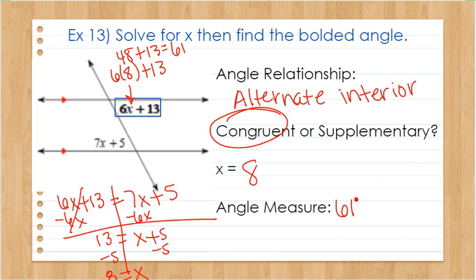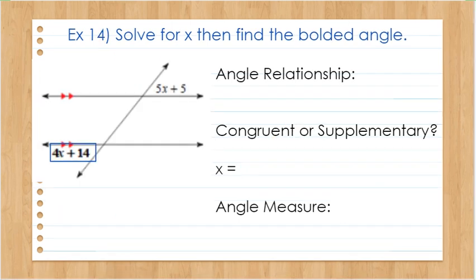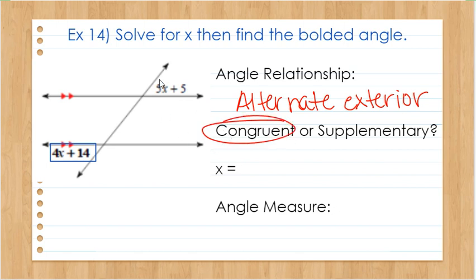All right, last one, last example we're going to do. All right, these are going to be outside the parallel lines, and they're on opposite sides of the transversal and opposite each other. So these are alternate exterior. And we know those are congruent. So this one, we're going to set these equal to each other. So 4x plus 14 is equal to 5x plus 5.